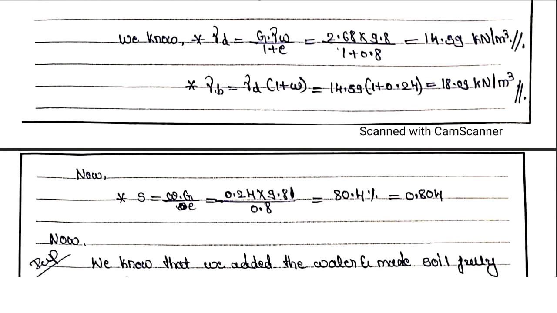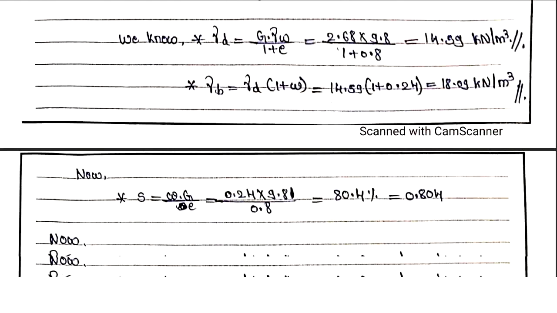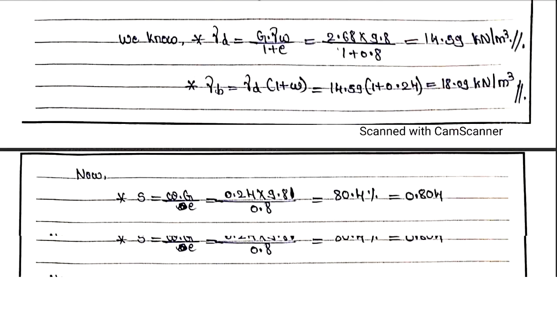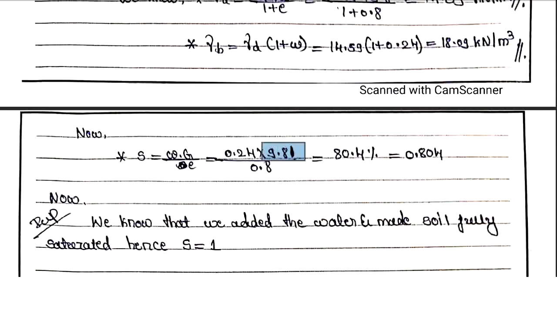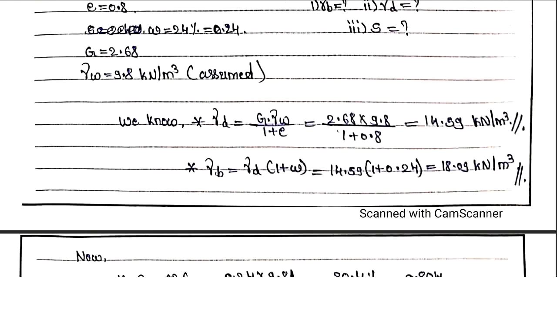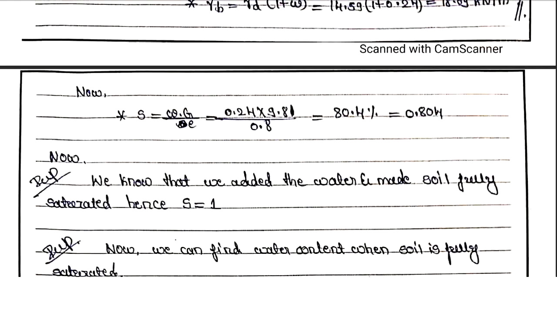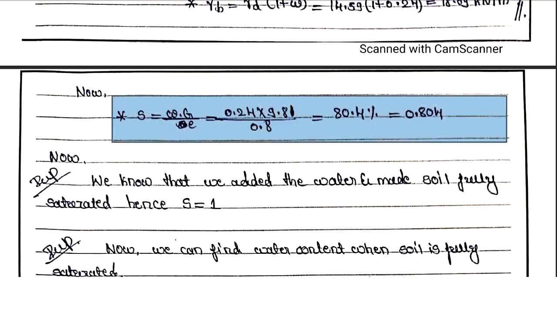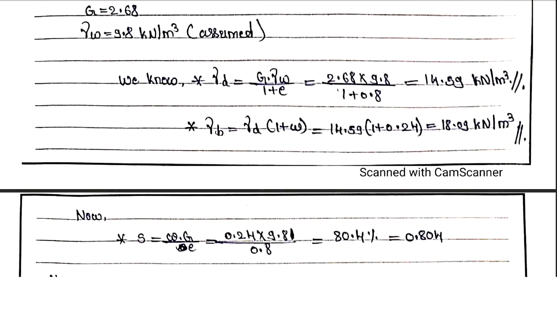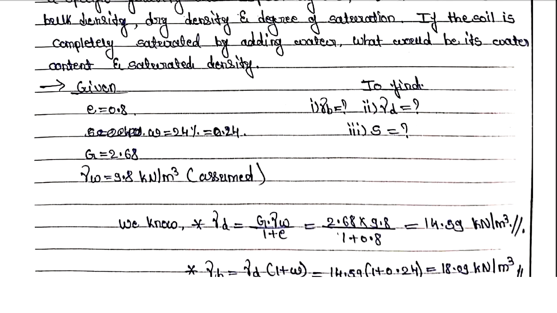G they have given as 2.68, so I have written it wrongly over here. This should be 2.68 divided by E, which they have given as 0.8. That is the void ratio they have given as 0.8. So I have substituted, and I have to multiply this by 100, so I have obtained it as 80.4%. So the degree of saturation initially is 80.4%. Now this case number 1 is over.